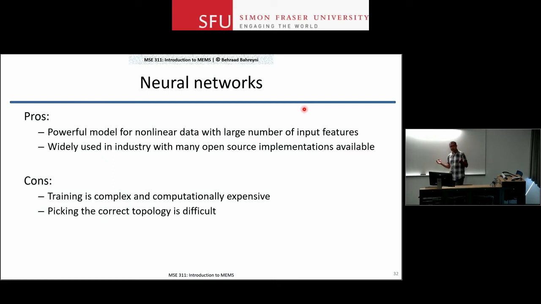Picking the correct topology is difficult. That is, in terms of how many layers you want to have, and how many neurons per layer you want to have. Usually, it's done with experience. There are some algorithms or, let's say, rules of thumb that you can use, but there's really no law. There's no definite way of choosing the number of hidden layers or the number of neurons in a hidden layer.